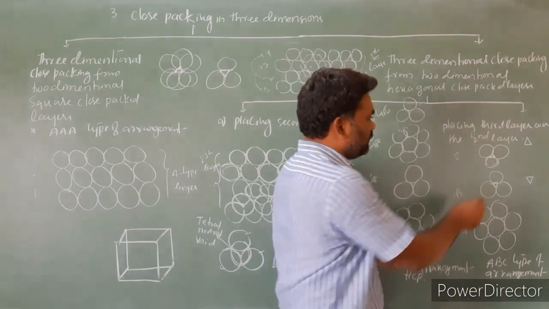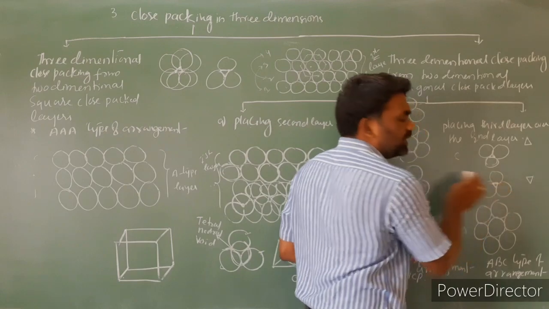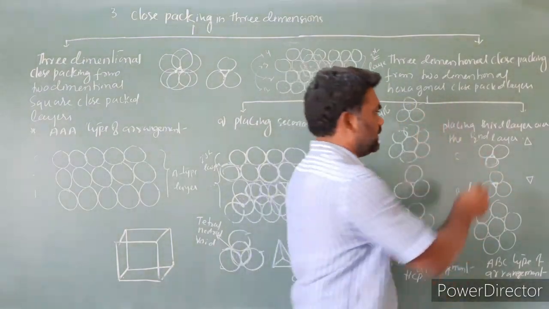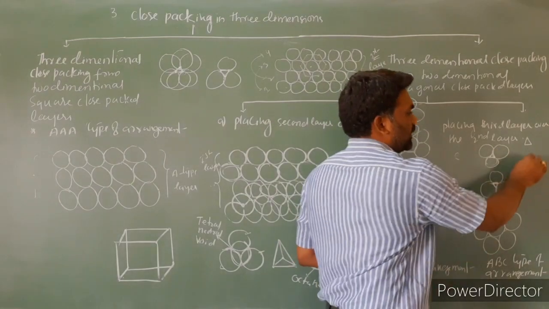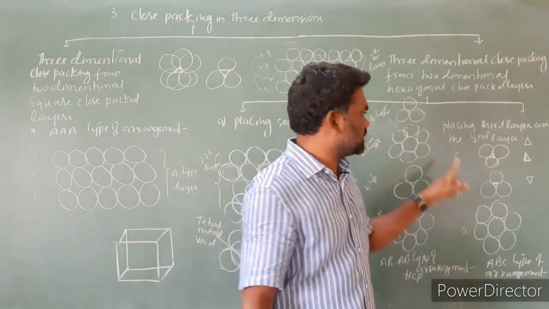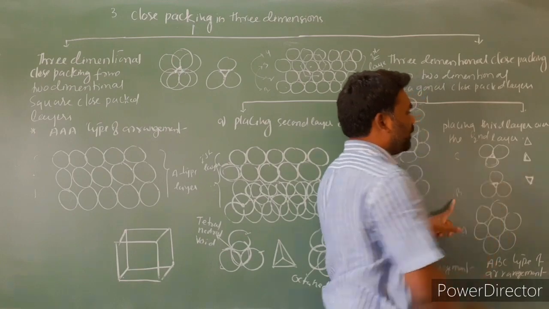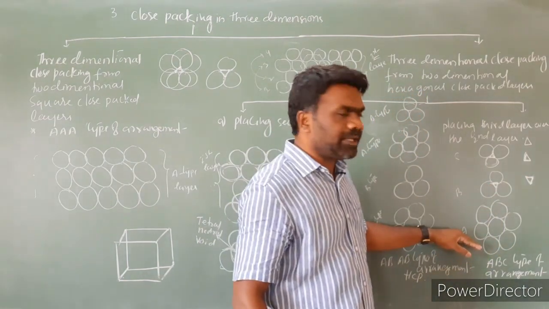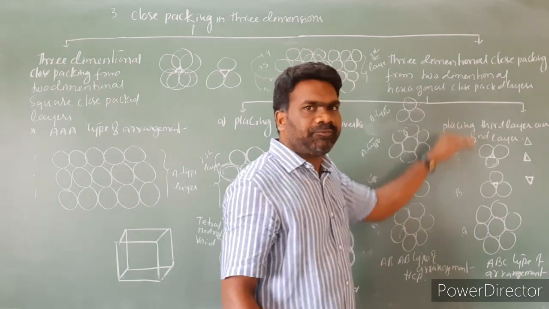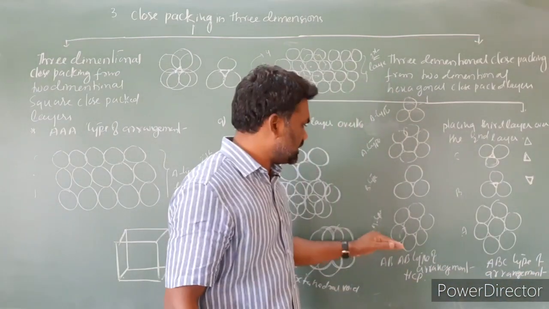Next, the third layer is not similar to the first layer and not similar to the second layer. In the second layer the apex is pointing downside, and in the same layer we take, the apex is pointing upside. A triangular void is formed. In the C layer the triangular void apex is pointing upside, while in the B layer the triangular void apex is pointing downside. So this is A type arrangement, B type arrangement, and this is C type arrangement. The three layers have different alignment, so we call it ABC type of arrangement.